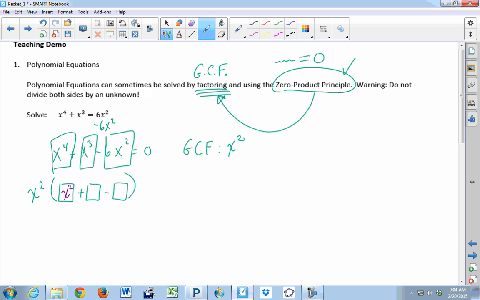And x squared times what gives me x cubed? X. And then what would my final term be here? 6. Okay, because I've already got the negative sign there.